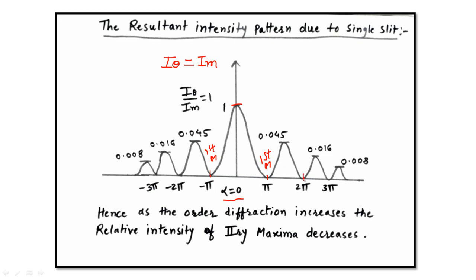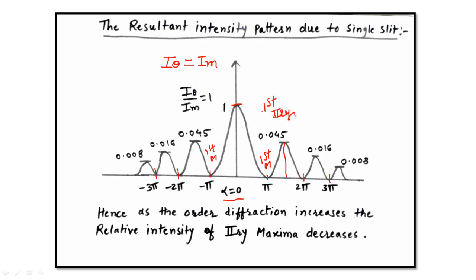Similarly, for alpha is equal to 2 pi and alpha is equal to minus 2 pi, you will get the position of second order minima. For alpha is equal to 3 pi and alpha is equal to minus 3 pi, you will get the position of third order minima, and so on. And here, what do you observe is the position of first order secondary maxima.